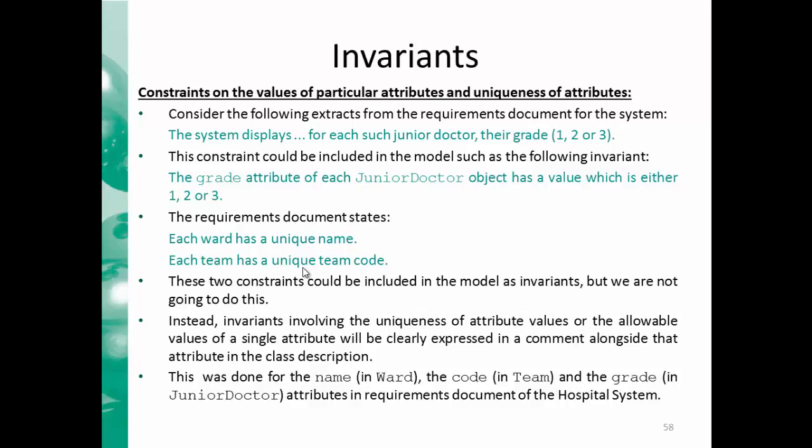Another example is the requirements document for the hospital system says each ward has a unique name and each team has a unique team code. These are invariants on those classes' attributes, the name of a ward and the team code of a team, that they need to be unique.